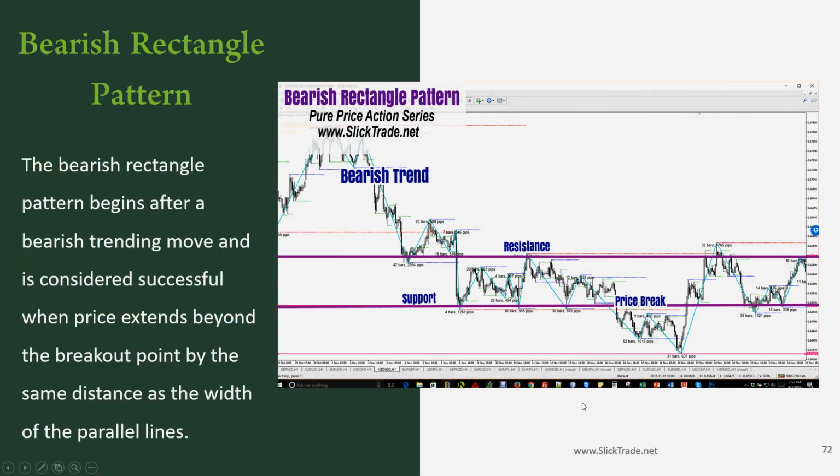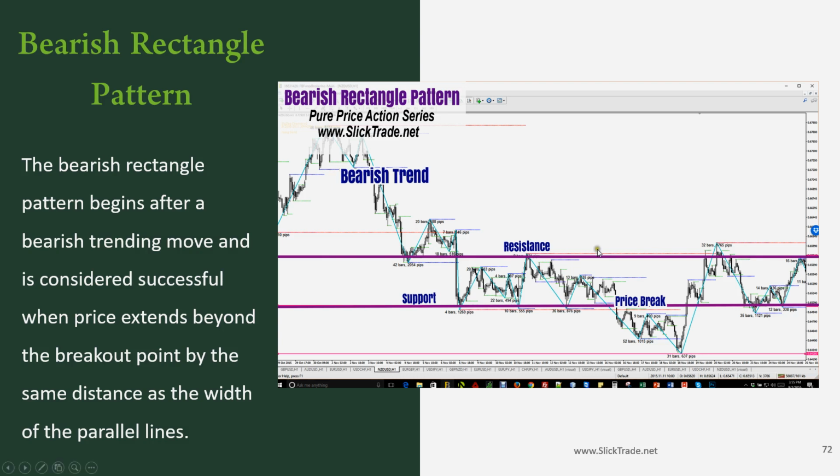The bearish rectangle pattern begins after a bearish trending move and is considered successful when price extends beyond the breakout point by the same distance as the width of the parallel lines. So you can see in the example to the right, we have a bearish trend. Okay, looks almost like a double bottom. Actually, it looks kind of like a triple bottom right here. See how it hit 1, 2, and 3 times at this support level.